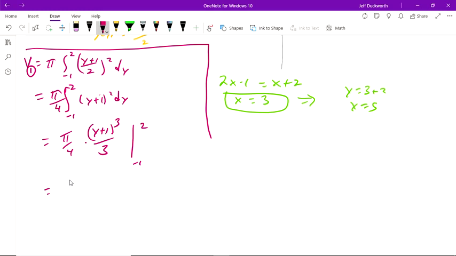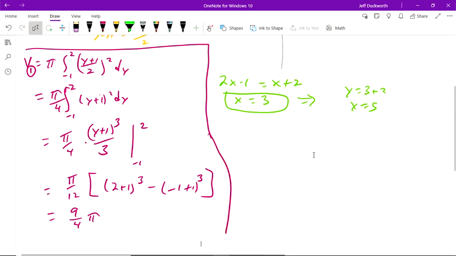All right, so we've got pi by 4. Let's call this pi by 12, and just remove the y plus 1 cubed. So we put in a 2, we get 2 plus 1 cubed, and then minus -1 plus 1 cubed, which is just 0. So this is going to equal 3 cubed is 27, or I guess 3 squared is 9, and then we can cancel out part of this. So this is going to be 9 over 4 pi. That's this part of it anyway.